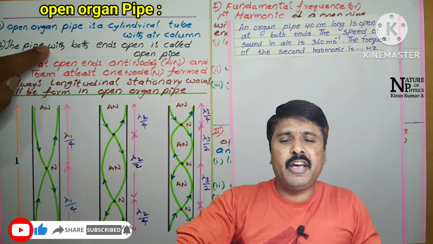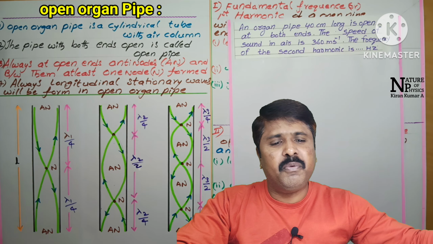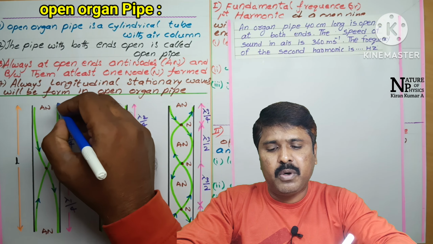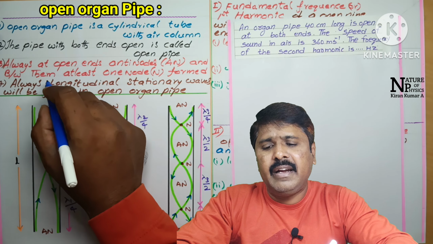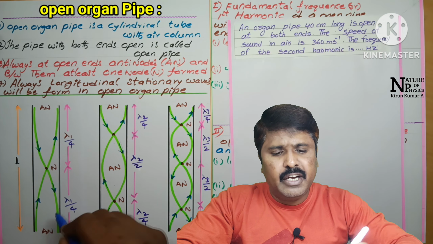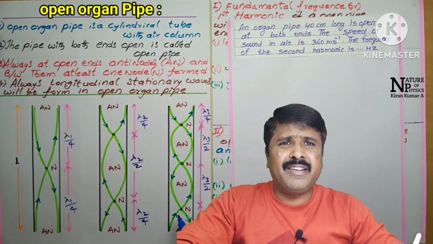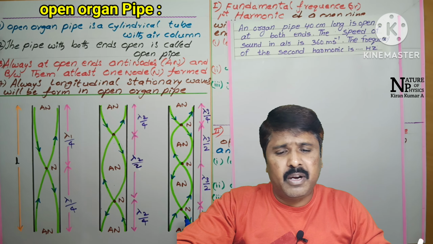See, an open organ pipe is a cylindrical tube with an air column. Both ends open is called an open organ pipe. And at open ends, antinodes always form. See student, in all 3 diagrams, only antinodes form.